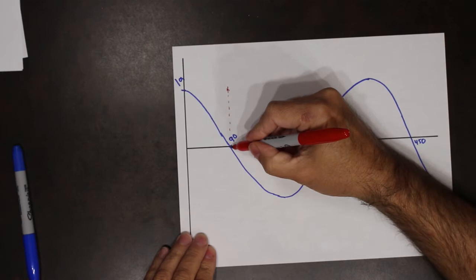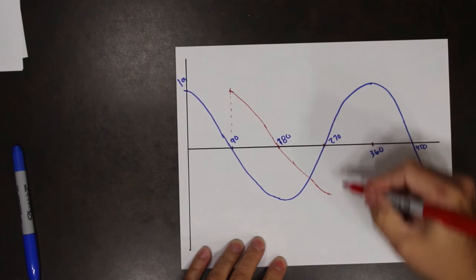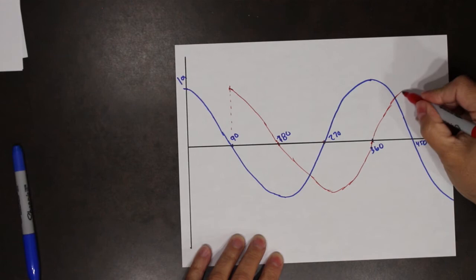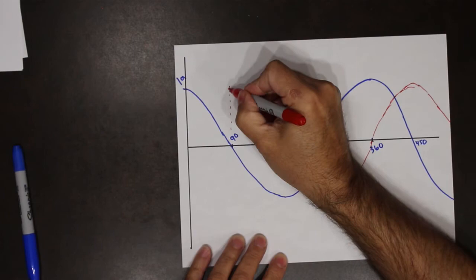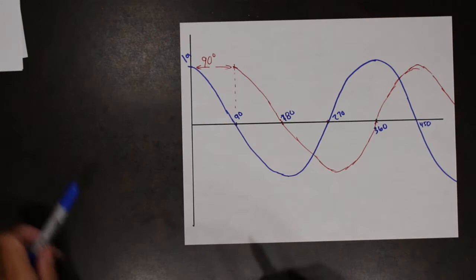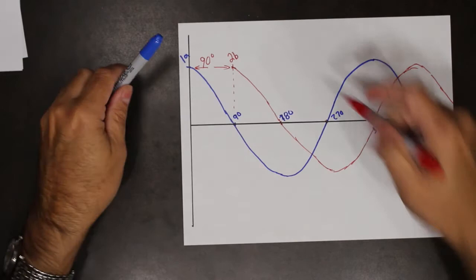So when this one crosses zero, the other one is at its peak. When this one's at its peak, this one crosses zero. So they are 90 degrees out of phase. So this is for coil 2B. 1A, 2B. They are 90 degrees out of phase.